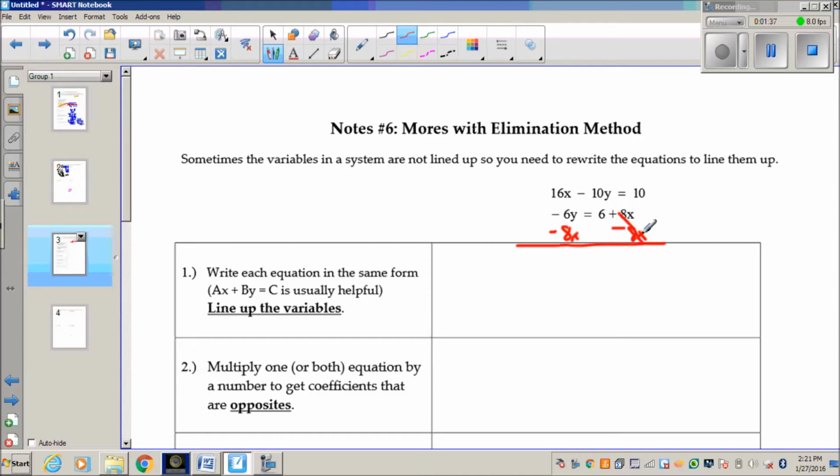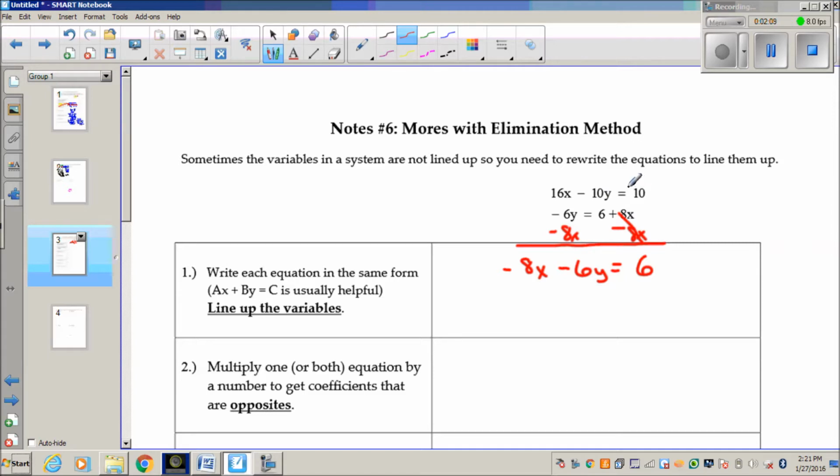8x minus 8x is 0. So on the left side, I want my x first, just like it is in the first equation. I'm going to write negative 8x minus 6y equals, on this side, the x is canceled, and I just have 6. So the reason for doing this is now that I've rearranged the second equation, it's in exactly the same form as the first one. The x term, the y term, your equal sign, and then the constant.